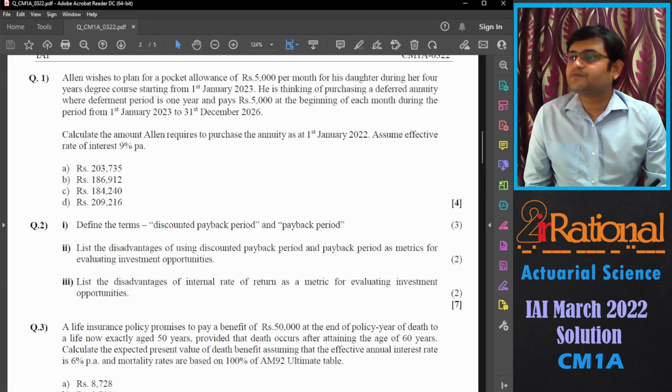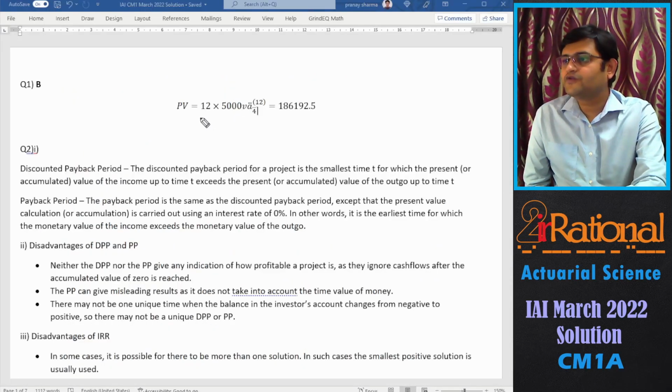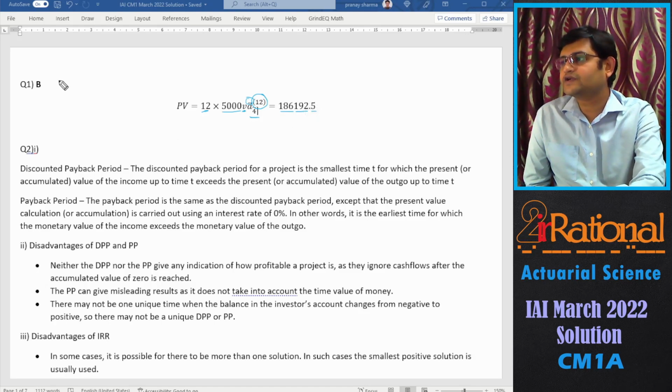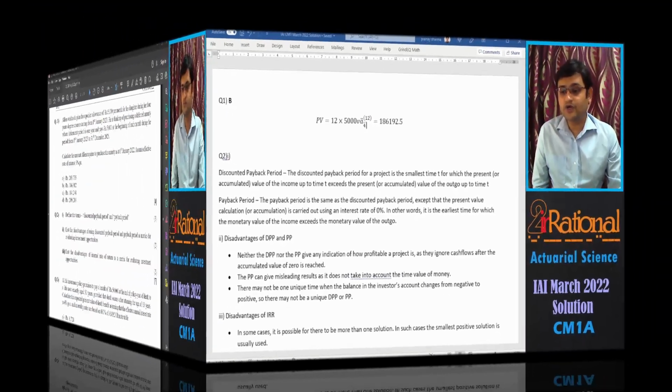So this is a very simple annuity style question. So let's see. First of all, we have 12 payments of 5,000 in a year, deferred for 1 year, that is why discounted by V. Then we have annuity in advance, payable for 4 years and 12 times a year. So we get 1,86,192.5. That the closest answer is option B. Let's go to question number 2.